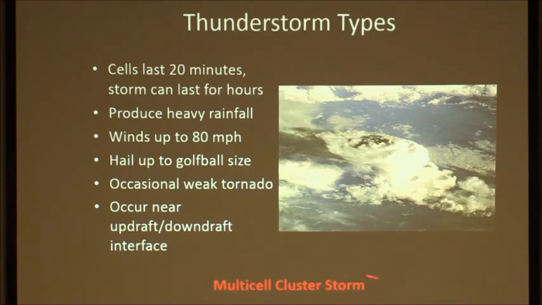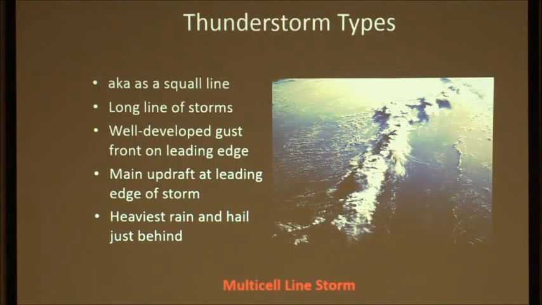The multi-cell cluster is the beginning of where there is potential sometimes for a weak tornado to occur near that updraft, downdraft interface. And so this is not the most likely scenario for tornadoes, but we do once in a blue moon get a tornado dropping out of these multi-cell cluster type storms.